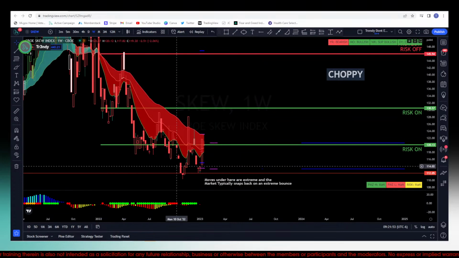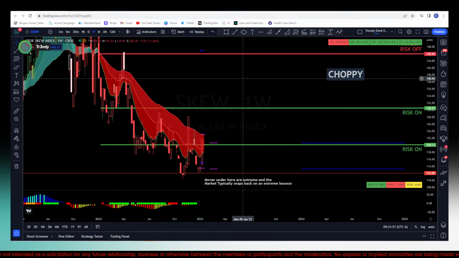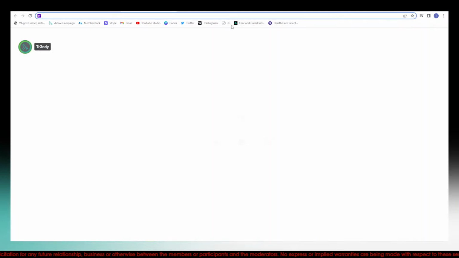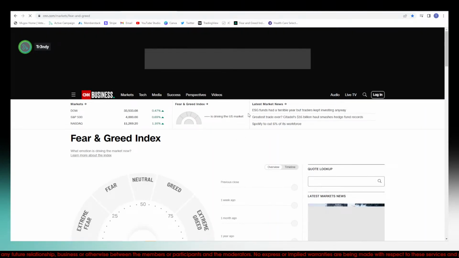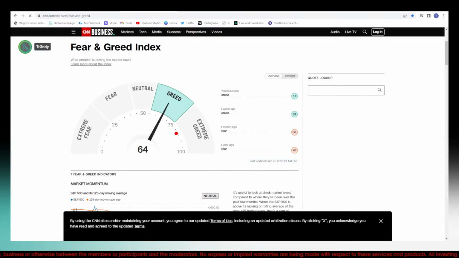Okay. And what happens if you were to put a SPY chart behind this, the SPY is actually moving to the upside. Now, if you come over here to fear and greed and you pull this up, what would happen as well is when that skew starts to push up to those levels, you're going to see this bad boy go to extreme greed.